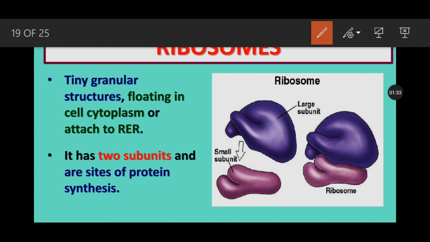So how does protein synthesis occur? Basically, the ribosome will capture the messenger RNA, attach to the messenger RNA, read the information which is present on the RNA, and interpret that information, and it is involved in protein synthesis. Through this information, the protein will be formed.